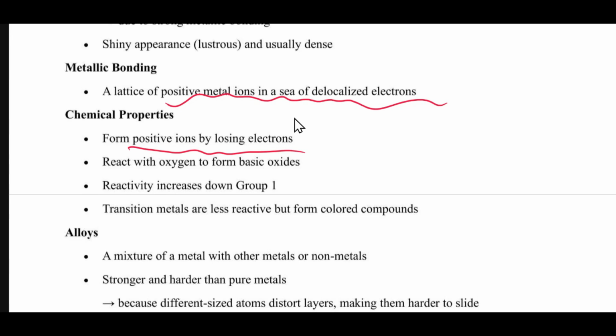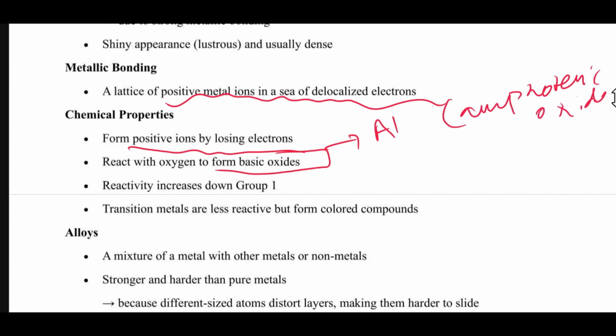Second, they react with oxygen to form basic oxides. Most of the metals, whenever they react with oxygen, will make a basic oxide. And we have only three exceptional cases, the first being aluminium. Aluminium oxide is not basic, but it is also not acidic. It is amphoteric. You have to remember that. And what are amphoteric oxides? Those oxides that can behave as either a basic oxide or an acidic oxide, depending on the situation.